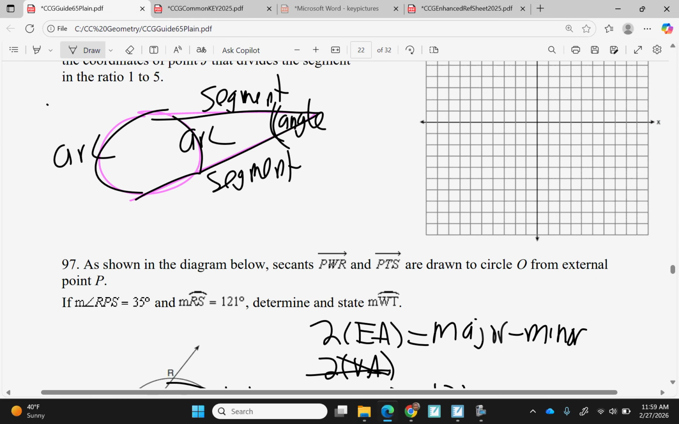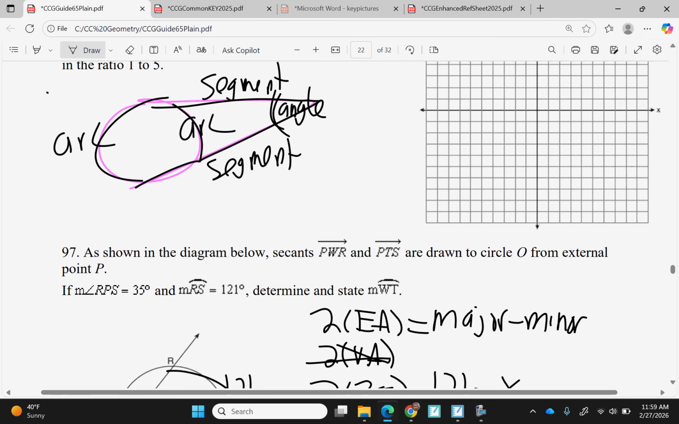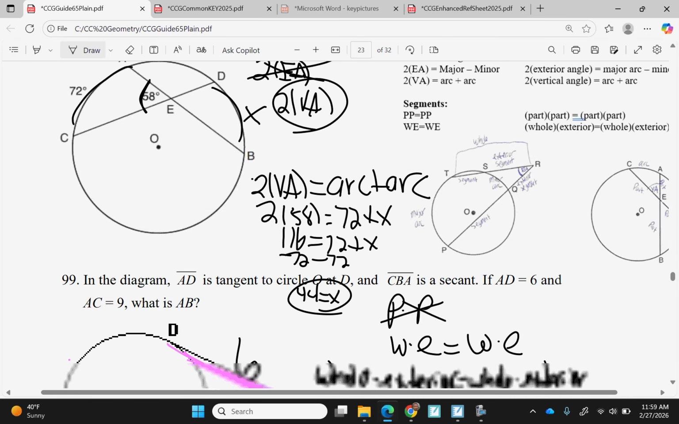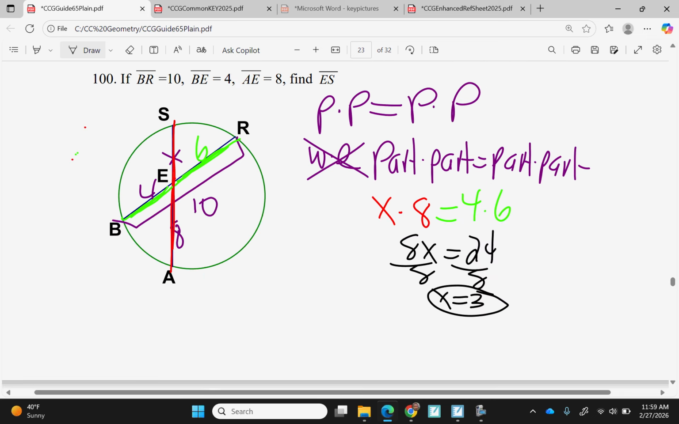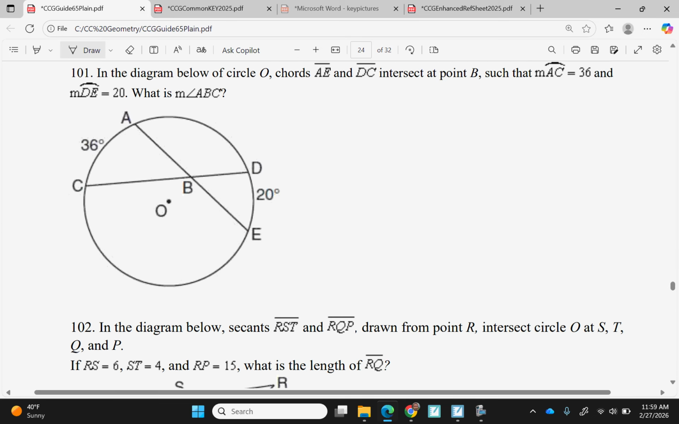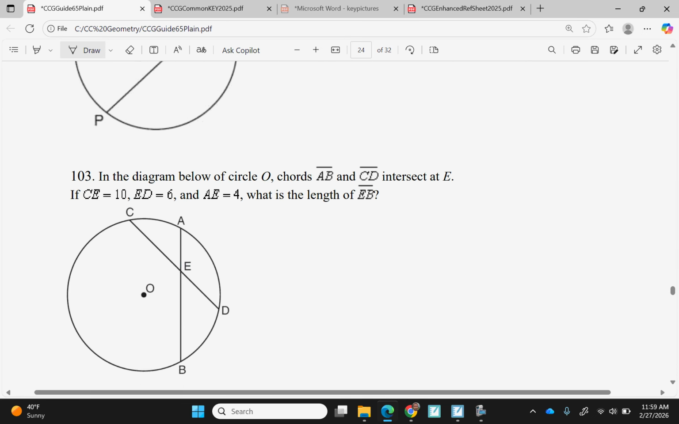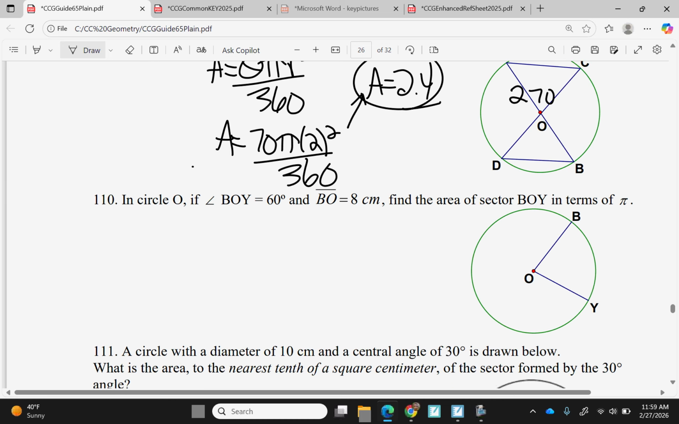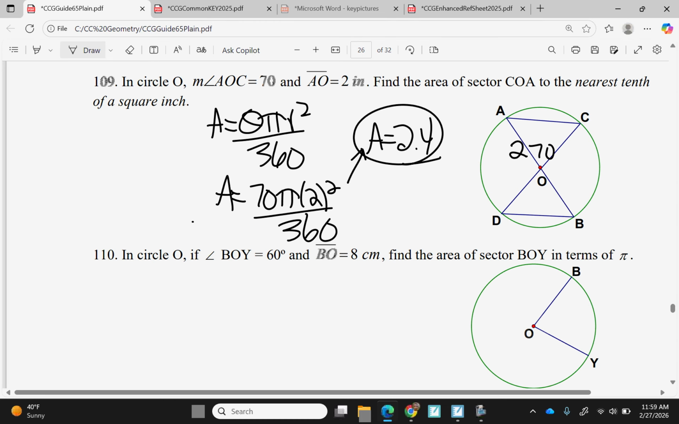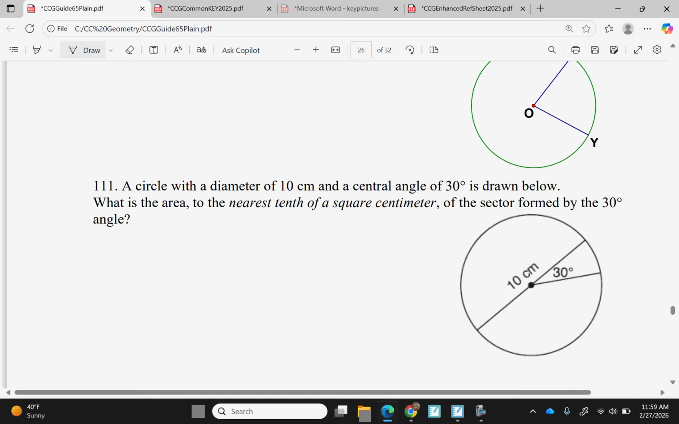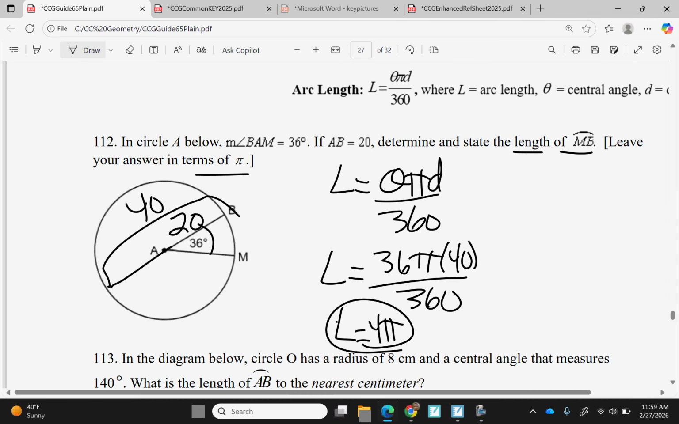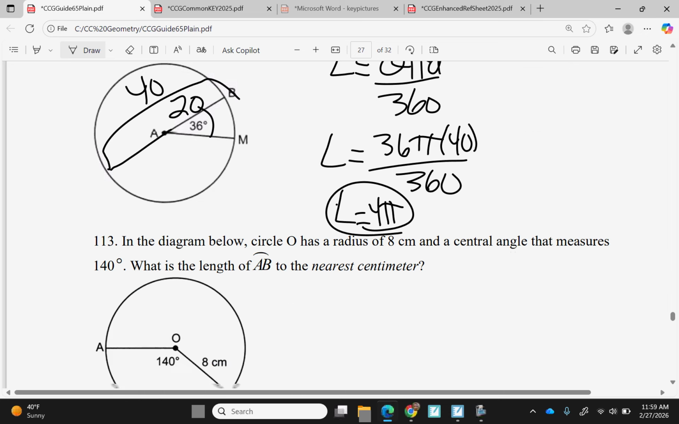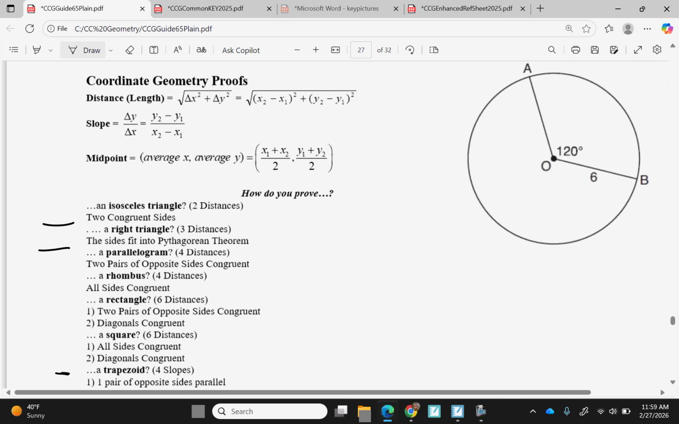For your circles, arcs and angles, 2EA, 2VA. For segments, PP, wee. E stands for exterior, so if it's something outside the circle, then it's the one with the E. If not, then it's not. Theta pi r squared over 360 for area of a sector. Theta pi d over 360 for arc length of the sector.